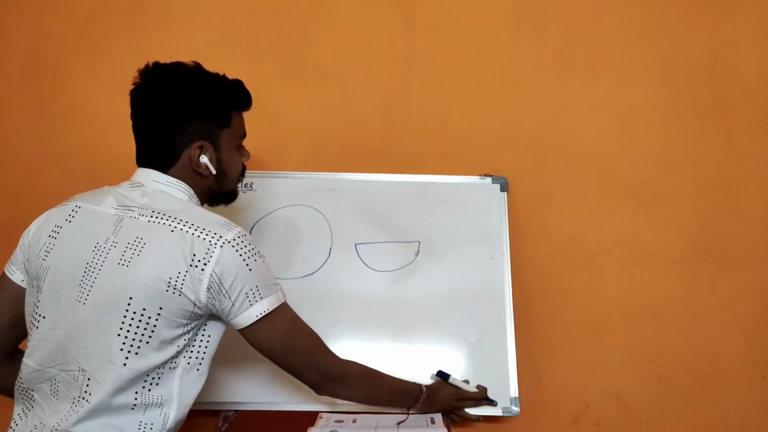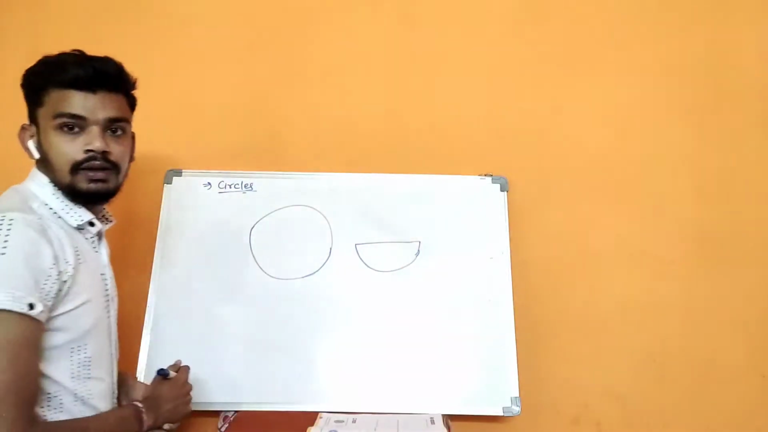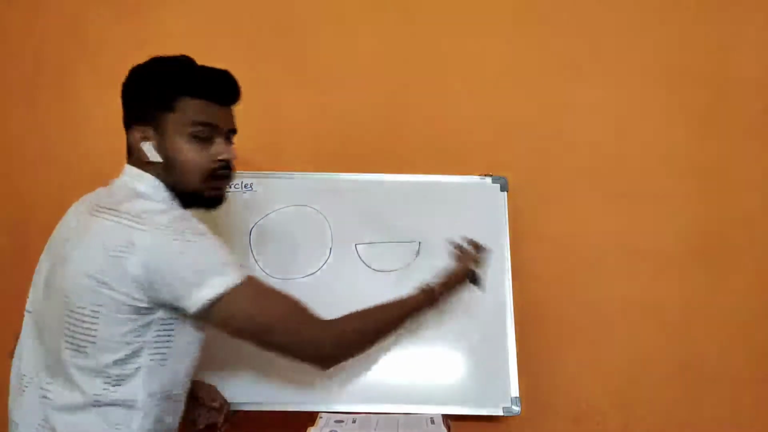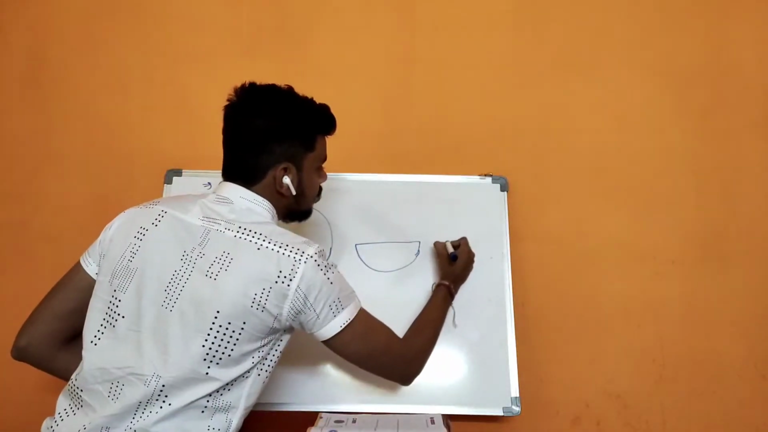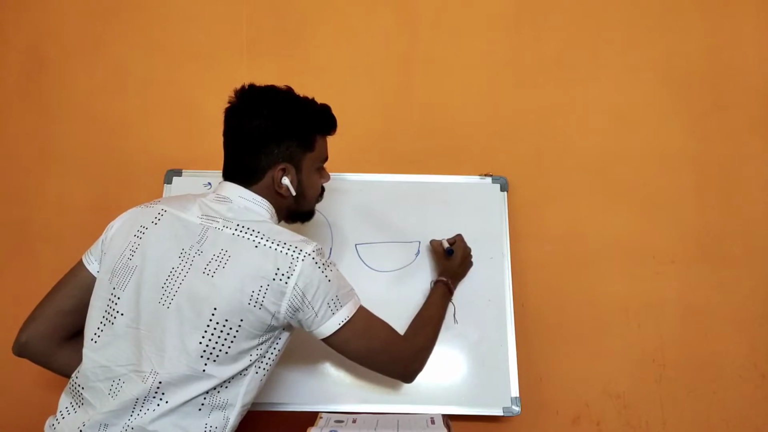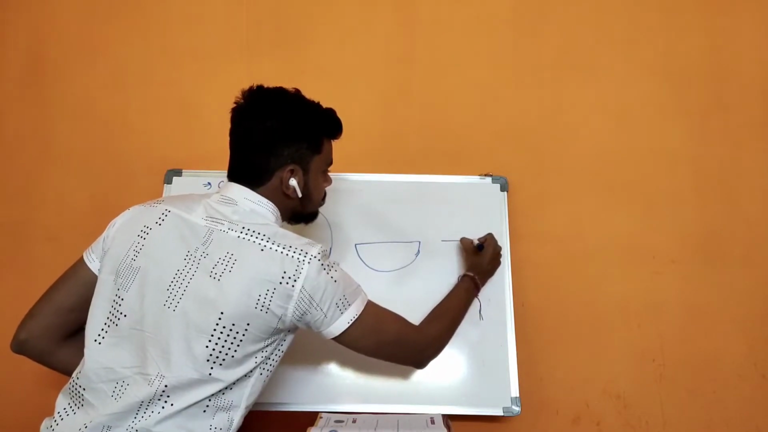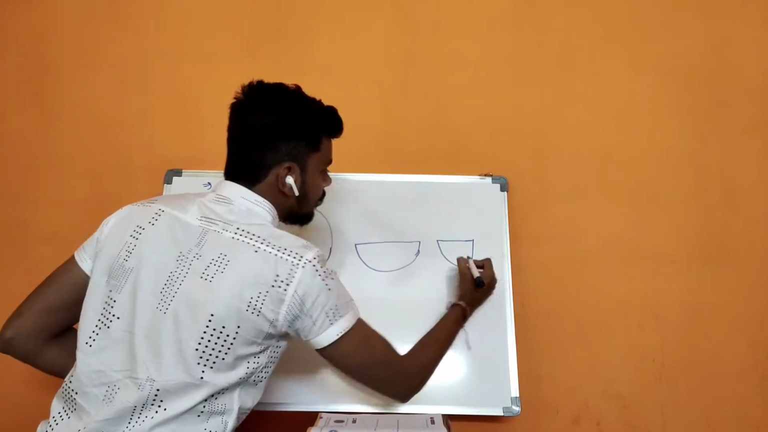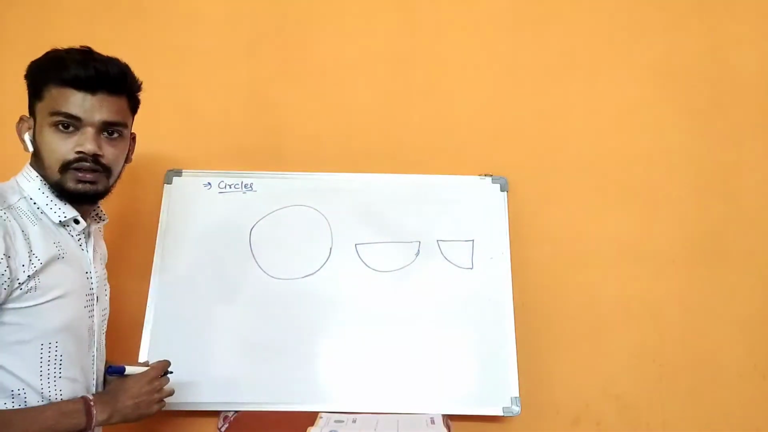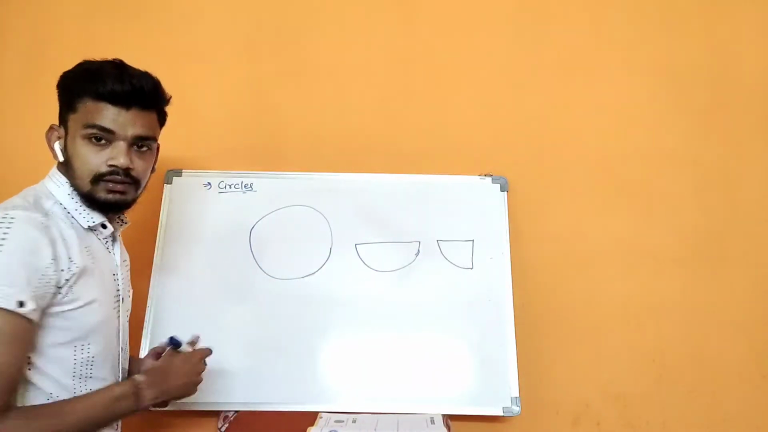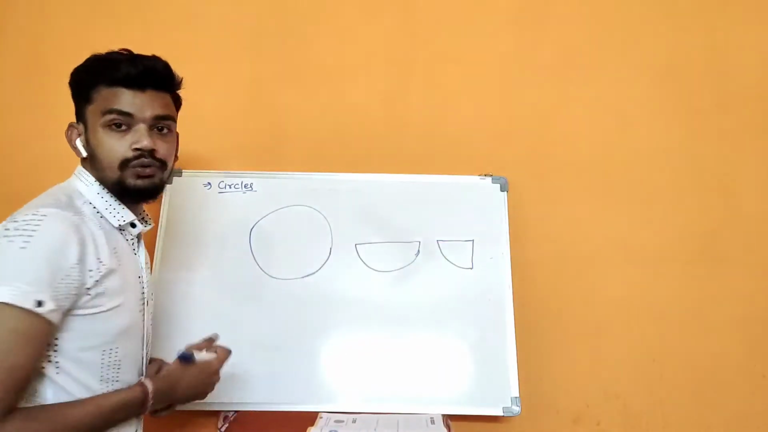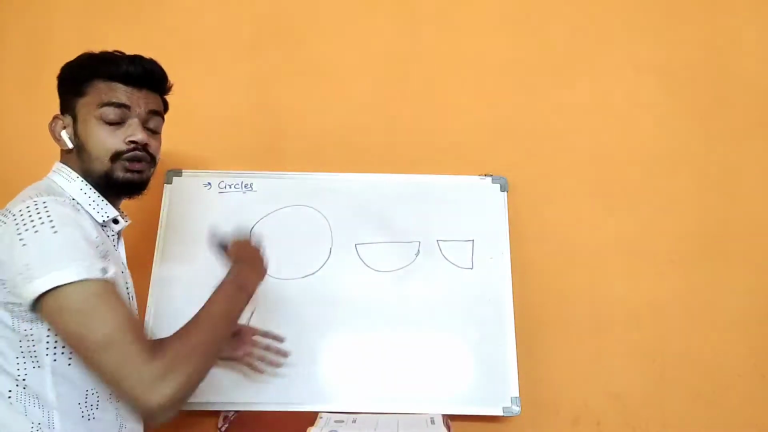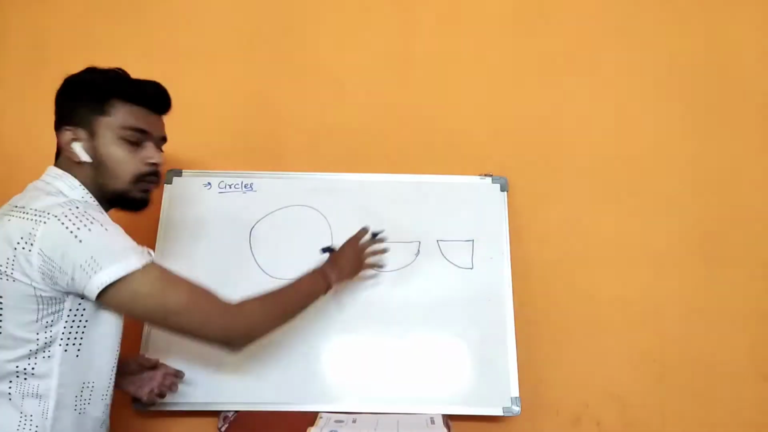Here you have folded that part. After that you have to fold it again, so the next time your figure will look like that. This is the second figure, meaning you have folded it a second time. Now what you have to do is open it.